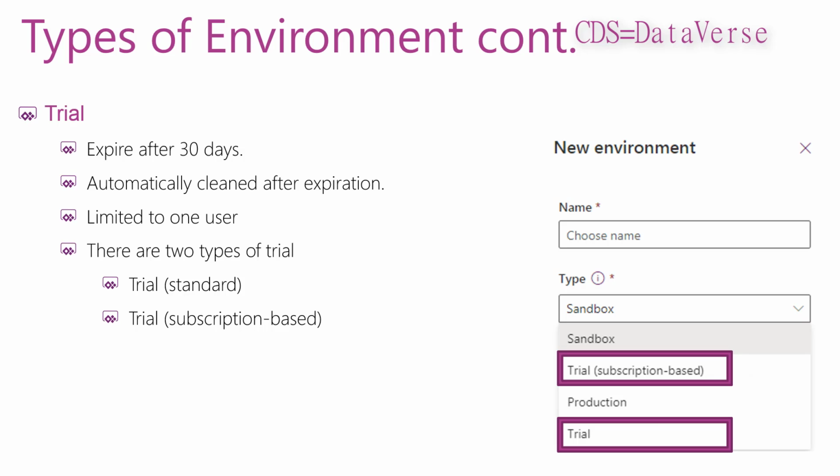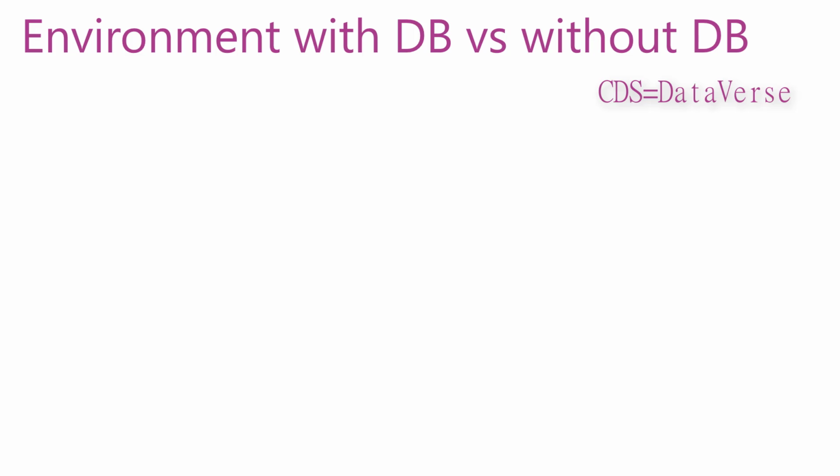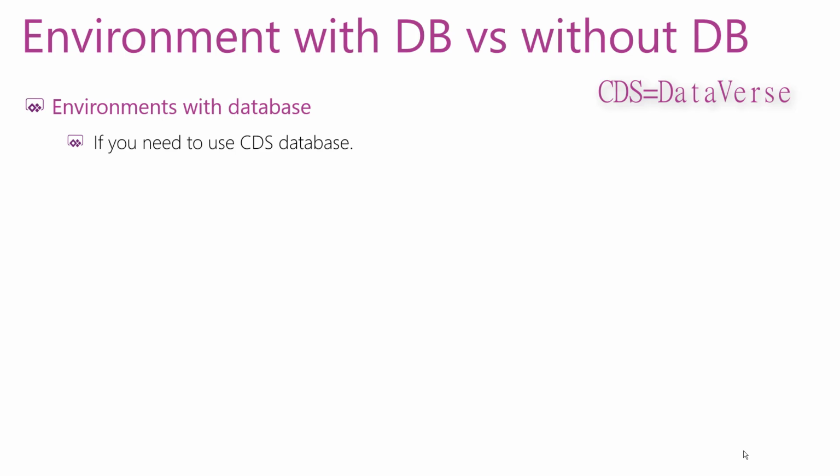Besides the environment types, we have another option: we are able to create an environment with or without a database. Let's know the main difference between environments with a database and the ones without a database. When to create environments with a database? You create an environment with a database if you want to use the Common Data Service database that enables you to create Canvas apps from the Common Data Service. And also, model-driven apps and portals are built on top of Common Data Service. So you will need an environment with a database.